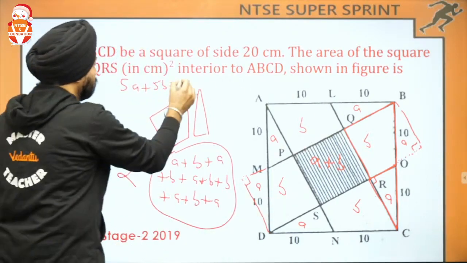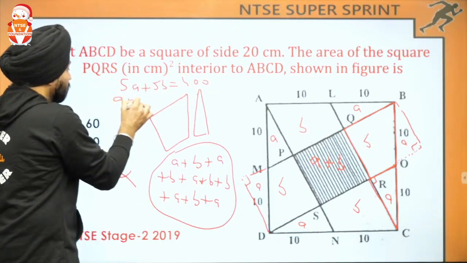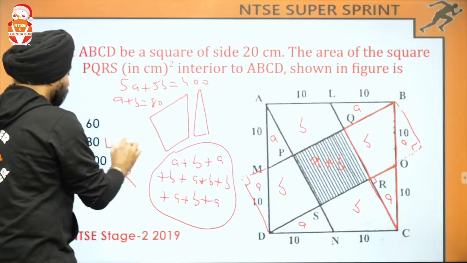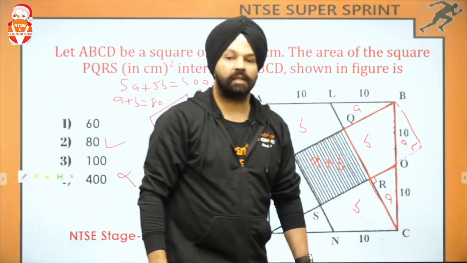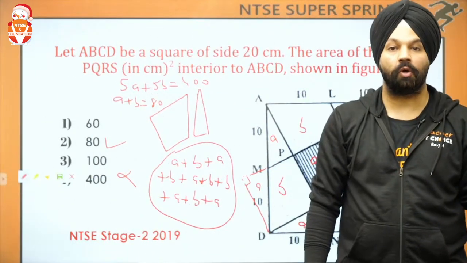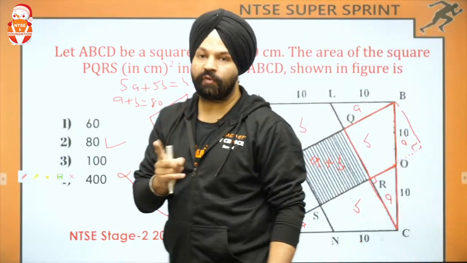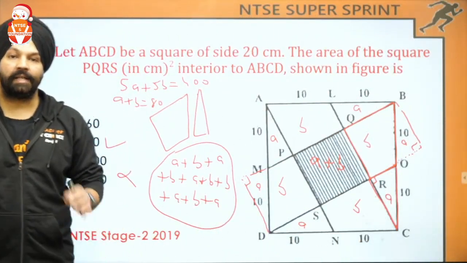How much is the full square? 400. So A plus B comes out to be 80. And what is A plus B? That is the area of this square. So the answer comes out to be 80. That is one way of solving this. I repeat once again, it is about symmetry.